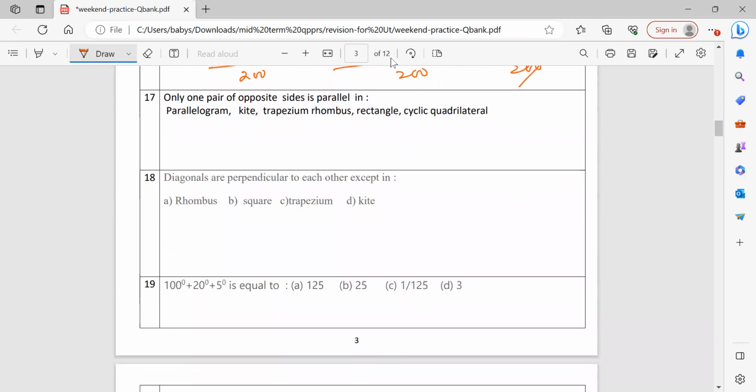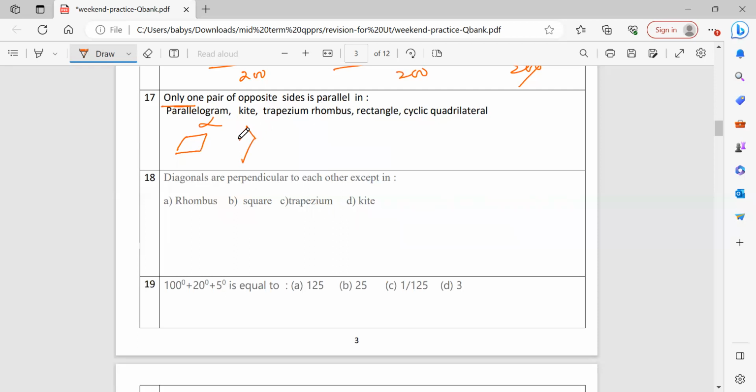Next, one pair of opposite sides is parallel in what? Obviously, a parallelogram. But look at the question carefully. I said only one pair. Parallelogram is ruled out because both pairs are parallel. Kite, no. In a kite, you don't have any parallel sides at all.